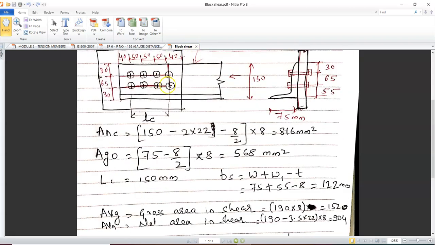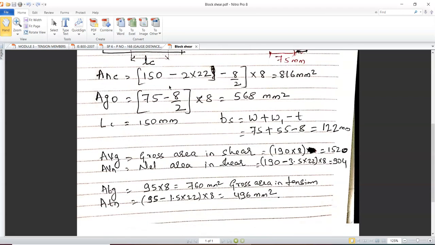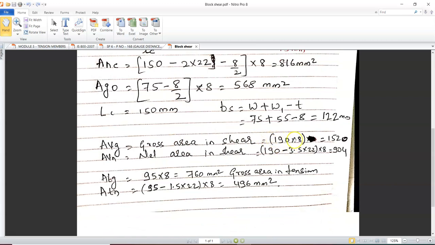This will be the area subjected to shear from here to the center of the innermost bolt. That length is nothing but 40 plus 50 plus 50 plus 50, that is 150, plus 40, which is 190. 190 into the thickness of the angle, which is 8 mm. 190 into 8 is 1520.